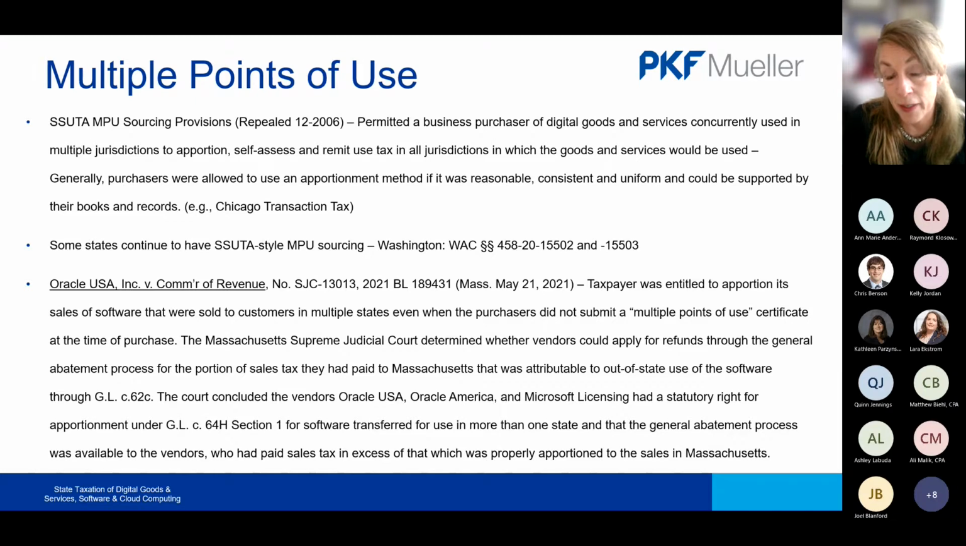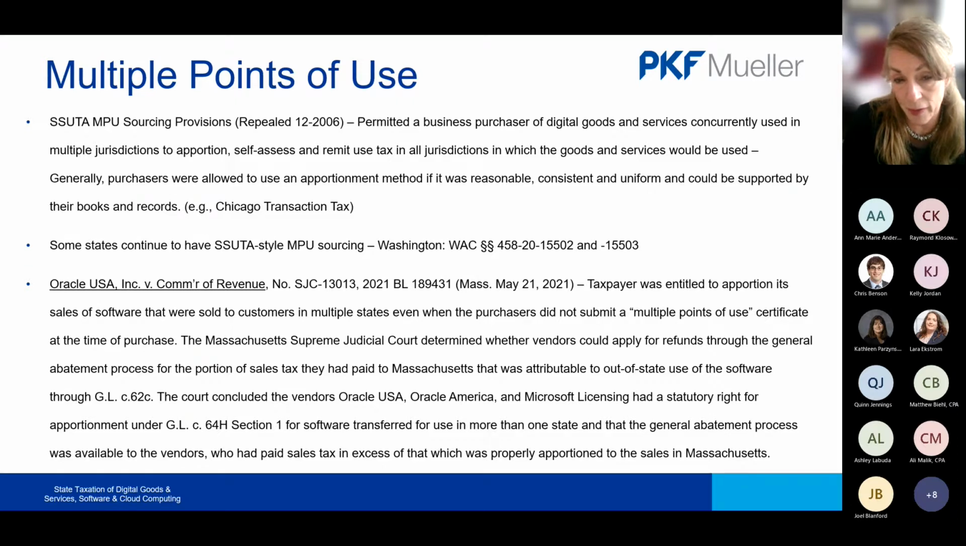And the idea was it prevented a business purchaser using goods in multiple jurisdictions from having the seller collect; instead the purchaser would basically self-assess the use tax and pay it in. So the purchasers were doing the apportionment and were responsible for paying the use tax. Some states still continue to have similar provisions. Otherwise, if the seller doesn't collect the tax, they're liable. So these provisions are good to look out for and use if possible.